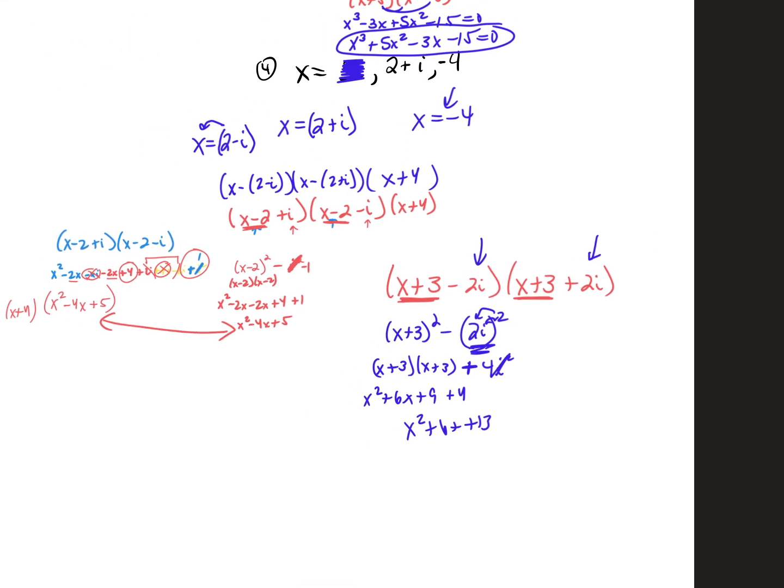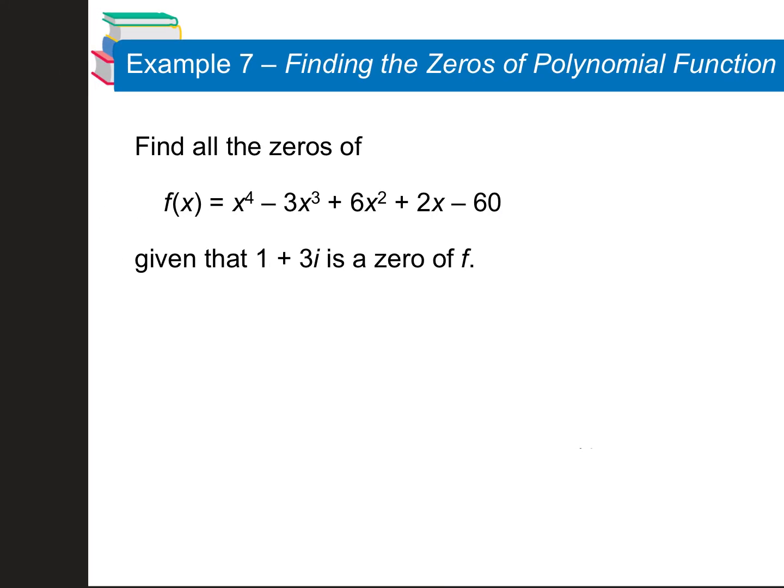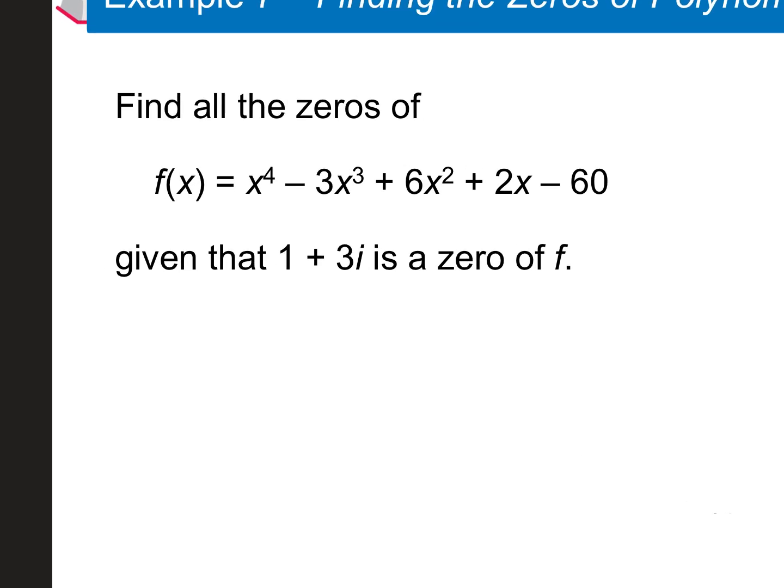So we are going to take what we learned yesterday and what we just did right now to solve these kinds of problems. All right, find all the zeros, it says. Find all the zeros of this: x to the fourth minus 3x cubed plus 6x squared plus 2x minus 60.